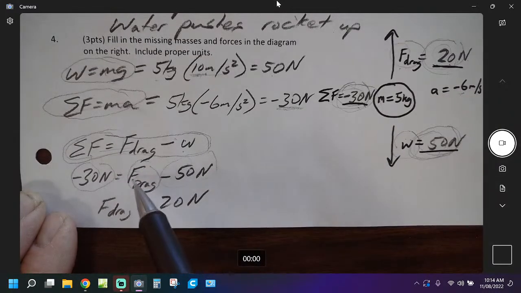So now I just solve this. If -30 equals the force minus 50, then the force has to equal 20. I just add 50 to both sides.